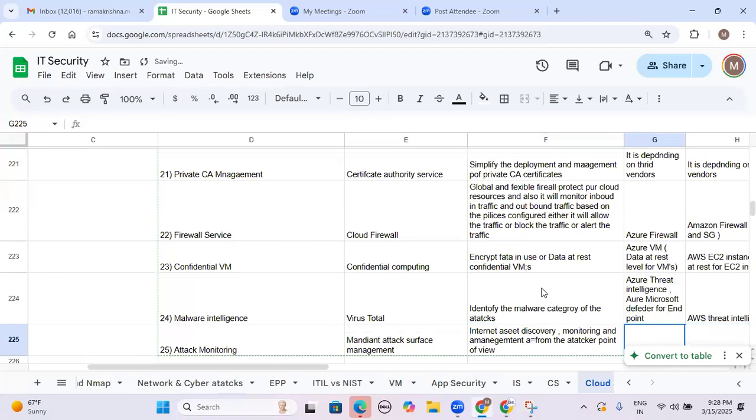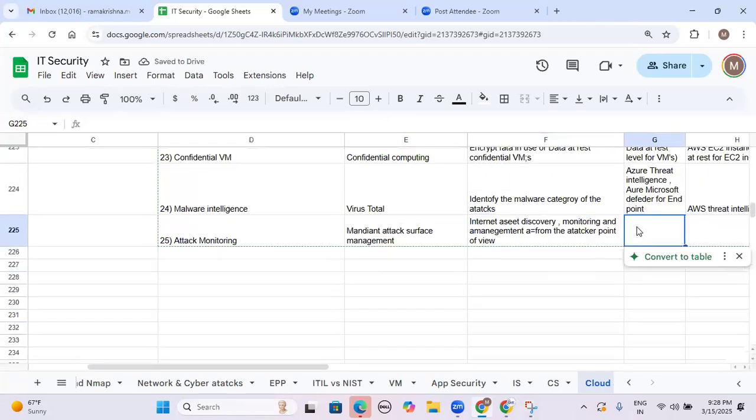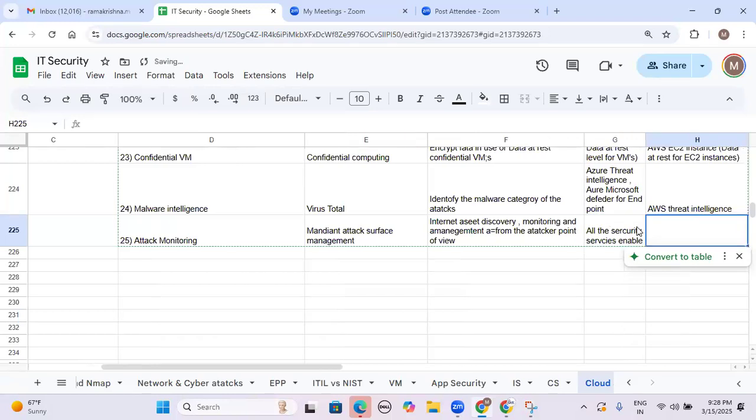For this one, there are many services we have to use. They don't have a dedicated service on the Azure side. So we have to use EDR, firewall, proxy, SIEM tool and so on. All these security services we have to enable. Even for external attack surface management, it is the same. It depends on all the security services. So that is about attack monitoring.